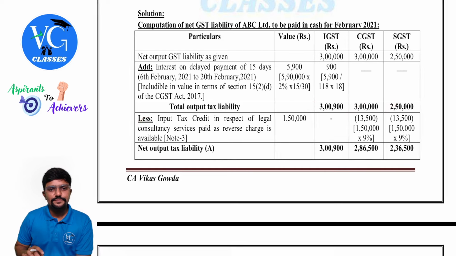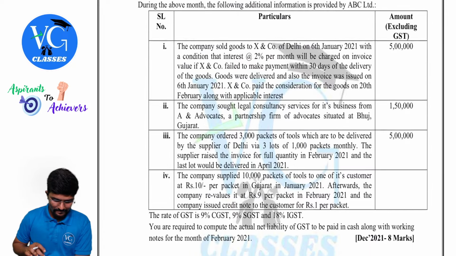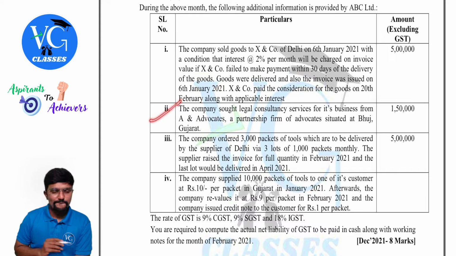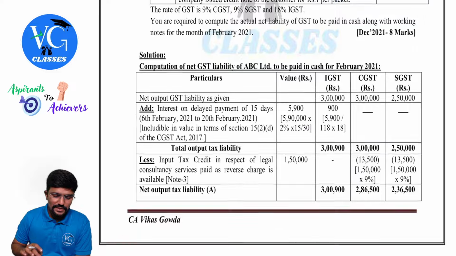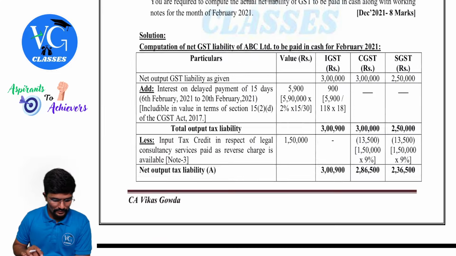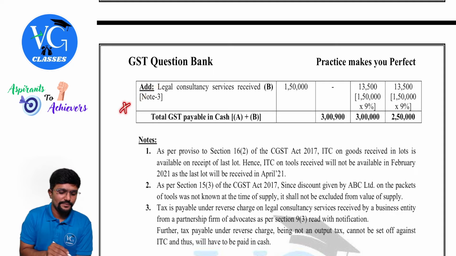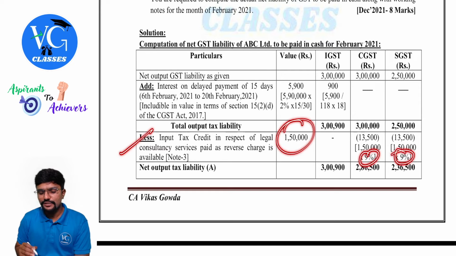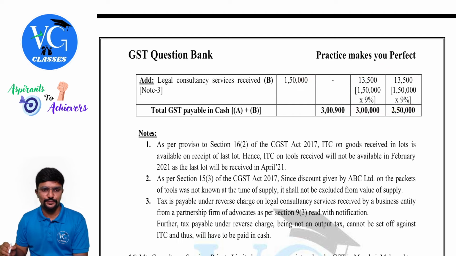Then input tax credit. Input tax credit in respect of legal consultancy services paid under reverse charge is available. This one, guys. RCM is applicable, 1 lakh 50. Similar thing we already saw. So on this RCM is applicable. So you can claim the credit here, as well as you have to pay it through cash also. Please take care of it. Important. So you can claim the credit on 1,50,000, 9% each, CGST and SGST. And at the same time, you have to also pay it in cash.